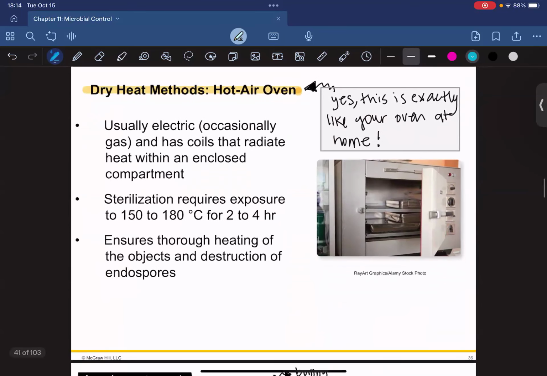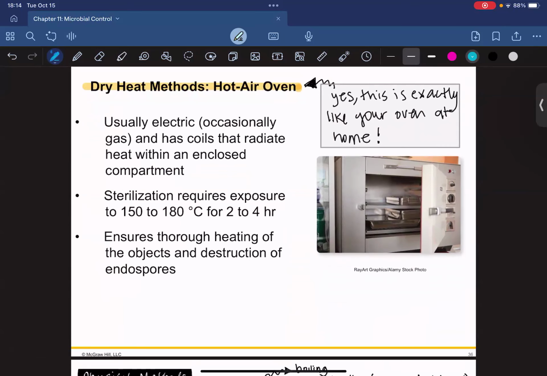It's crazy to think about that. Then we also have the hot air oven. And yeah, it's just like your oven at home, especially if you have a convection oven, because it helps that air circulate and be the same temperature throughout. But yeah, it's just got hot, it's got coils. And then you put it in there and it's dry and you let it go for 2 to 4 hours.